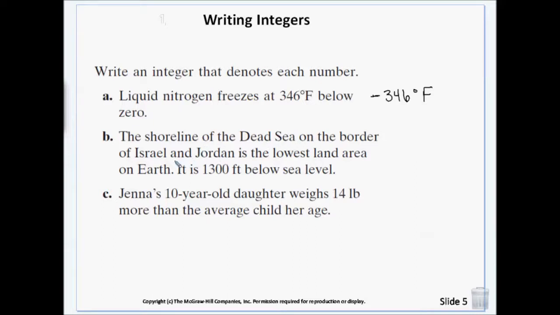Dead Sea is on the border of Israel and Jordan. It's the lowest land area on earth. It is 1,300 feet below sea level. So that would be negative 1,300 feet. And if your 10-year-old daughter weighs 14 pounds more than the average child, that will be positive 14, because it's more than the average.